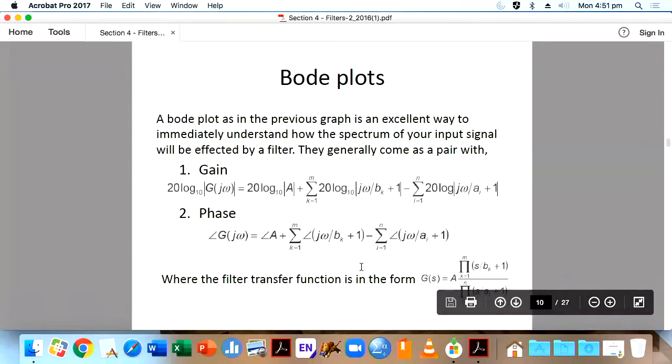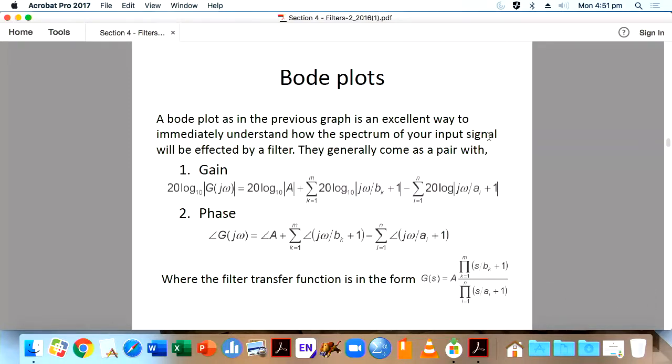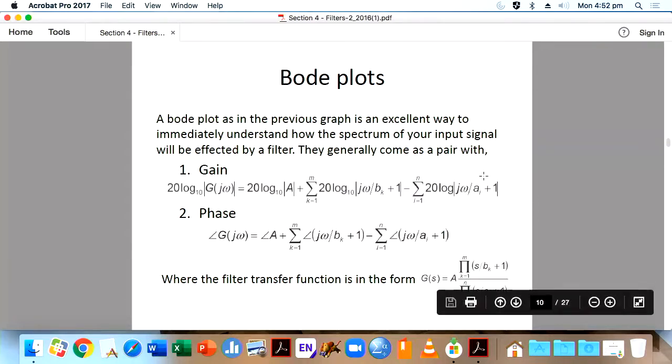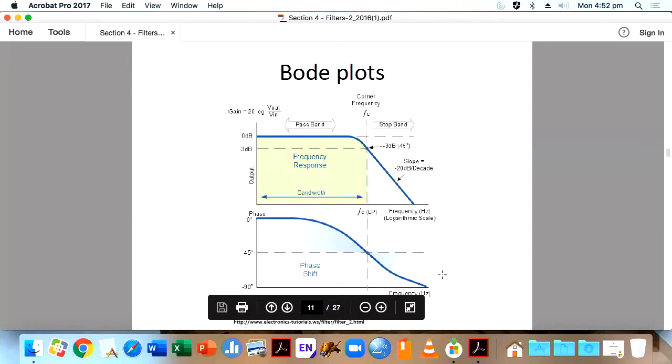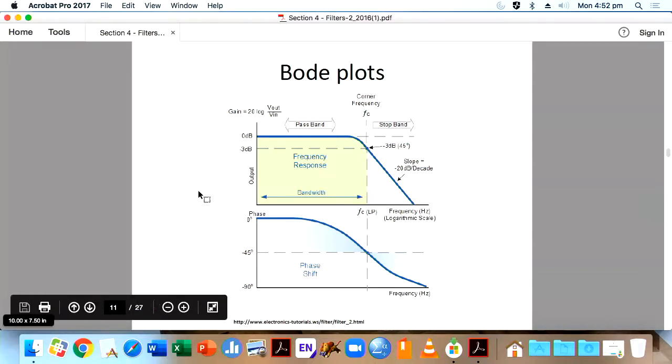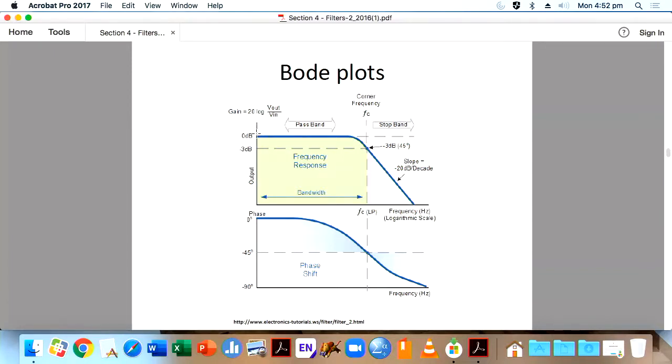So when you plot gain versus frequency, we already studied Bode plots. A Bode plot, as in the previous graph, is an excellent way to immediately understand how the spectrum of your input signal will be affected by a filter. Generally they come as a pair with the gain. We are already familiar with these equations from the previous lectures, and then the transfer function. Then Bode plots, maybe this is an example. When you plot Bode plots, please make sure that you use the logarithmic scale in dB on the y-axis, and this is the frequency. You can see the 3 dB point. This is the 3 dB point.